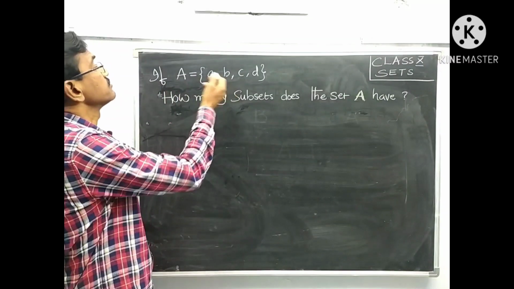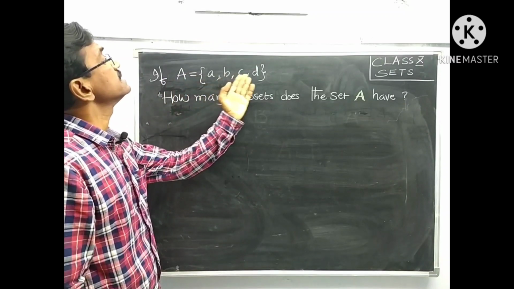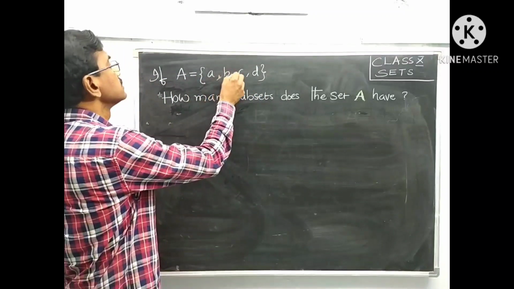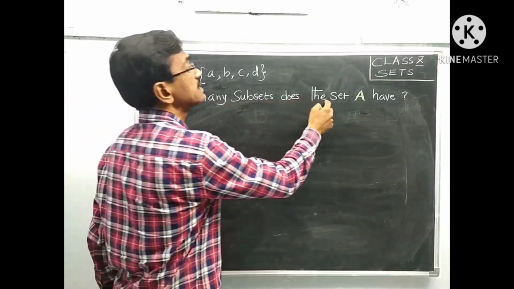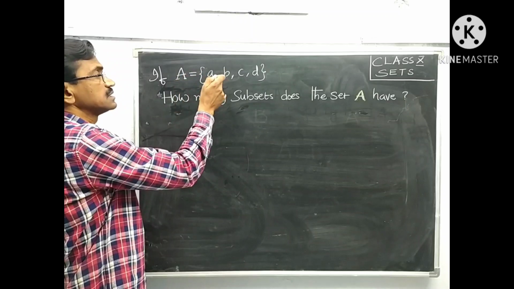Let us solve this question. If A is the set with elements A, B, C, D, then how many subsets does the set A have? How many subsets may this set have?